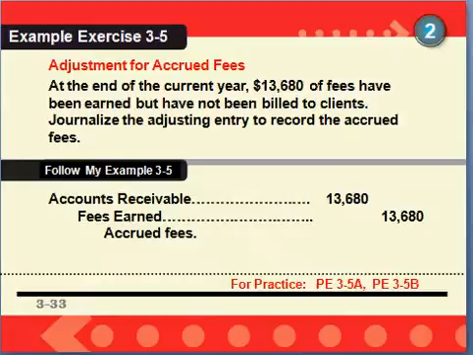And this one, it says at the end of the year, $13,680 of fees have been earned but not yet billed to clients. And so it wants us to make this journal entry. We would debit our accounts receivable for $13,680 and then credit our fees earned for $13,680. And of course that is to accrue the fees that we've earned.